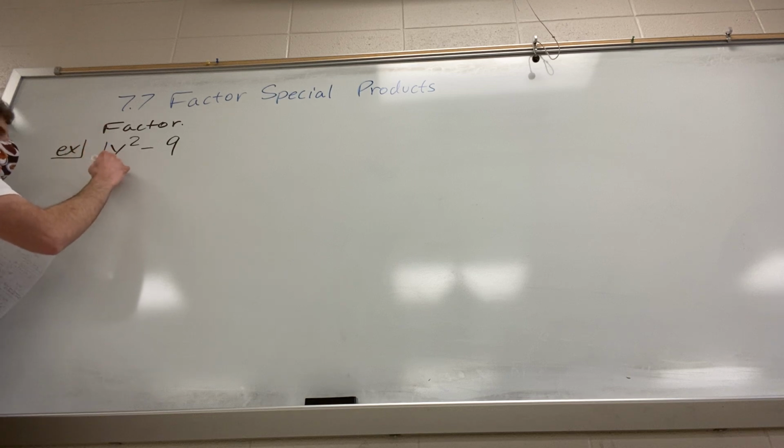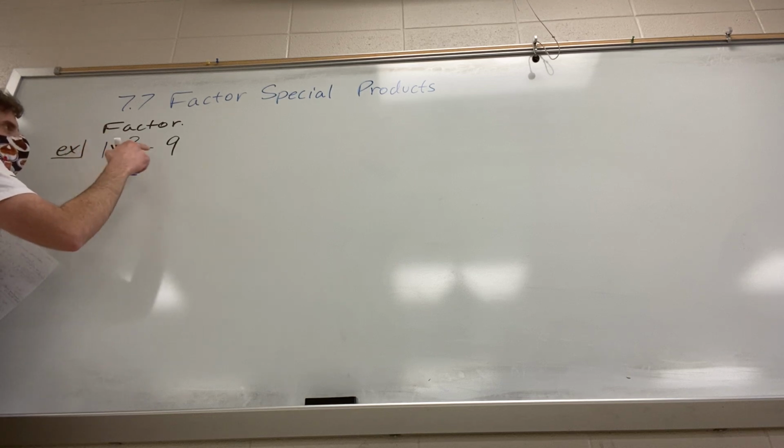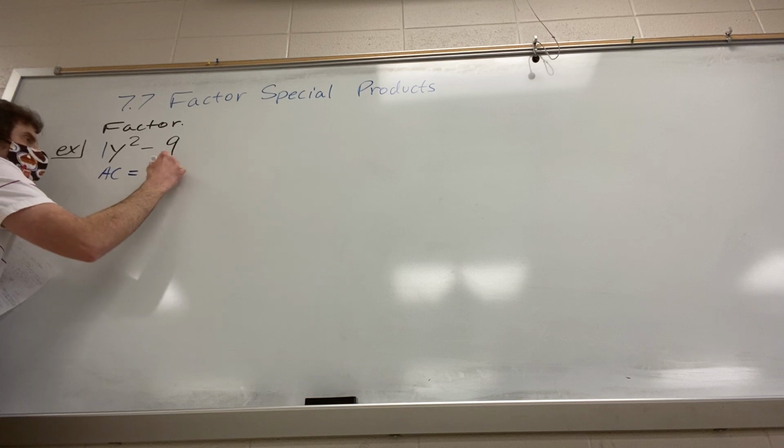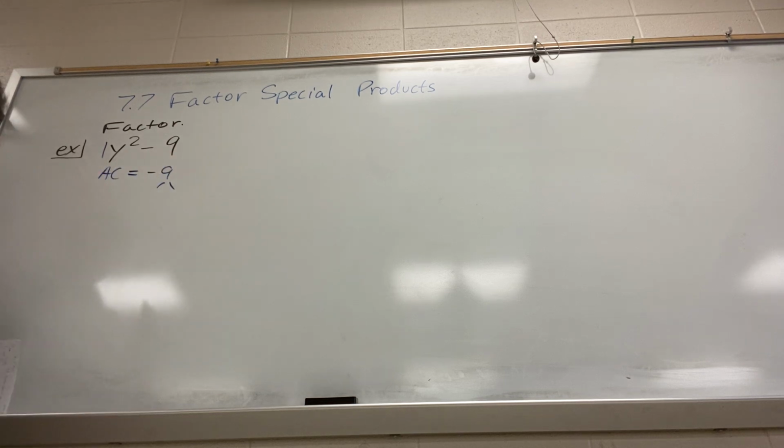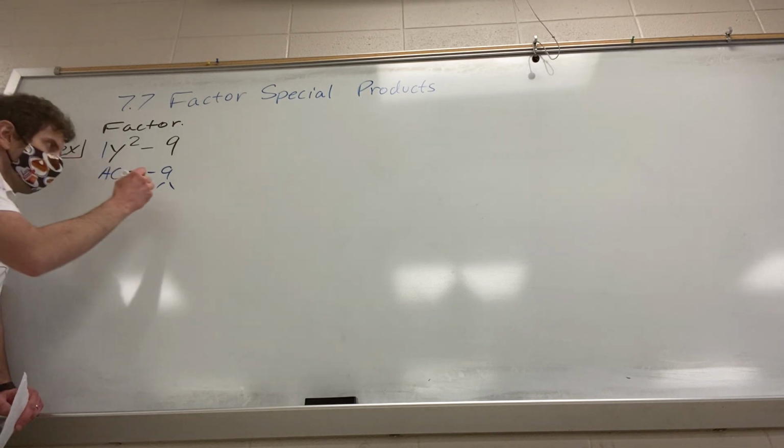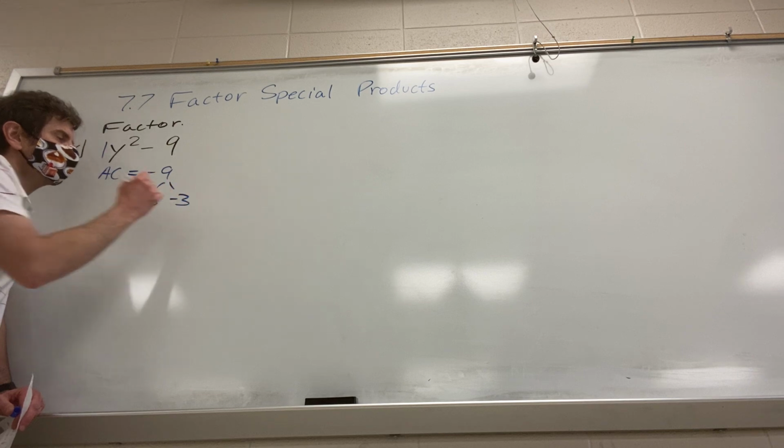But your AC would be what? Careful. -9, wouldn't it? Now what's interesting is you're going to think of what numbers multiply together to make -9, but add together to make the middle term. But what did we say the middle term essentially is? If it's gone, it's going to have to be 0. So what two numbers multiply together to make -9, add together to make 0? 3 and -3.